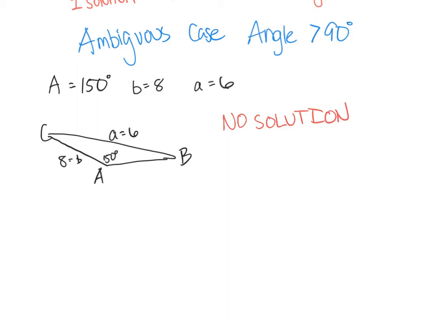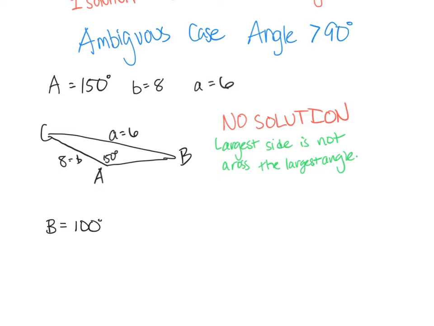And I can give my reasoning that the largest side is not across the largest angle. So that's all you have to do for no solution. You don't have to solve for the rest of the triangle because there is no triangle. Another scenario that you may come across, we'll have angle B is equal to 100 degrees, side length C is 12, and side length B is 15.